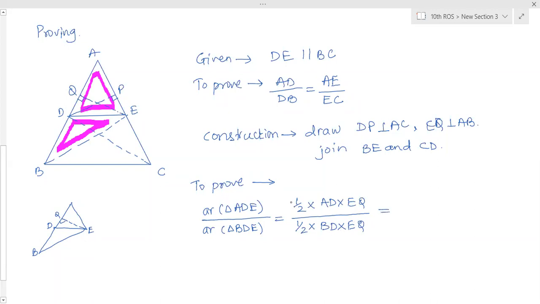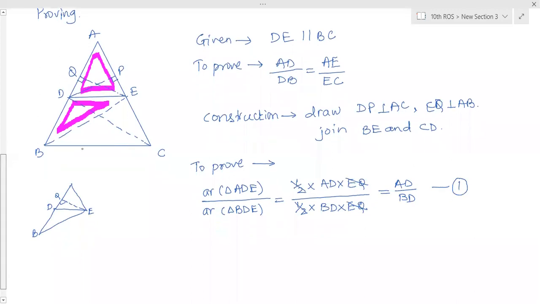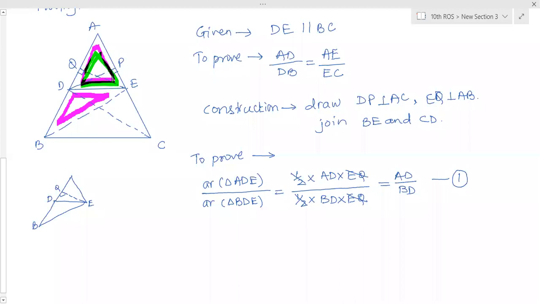So in this case, half gets cancelled, EQ gets cancelled. What is left? AD by BD. Mark this as equation 1. Now similarly, we take the two triangle ratios on the other side, on bases AE and EC. This is triangle ADE, and the second one is triangle DEC. Clear?